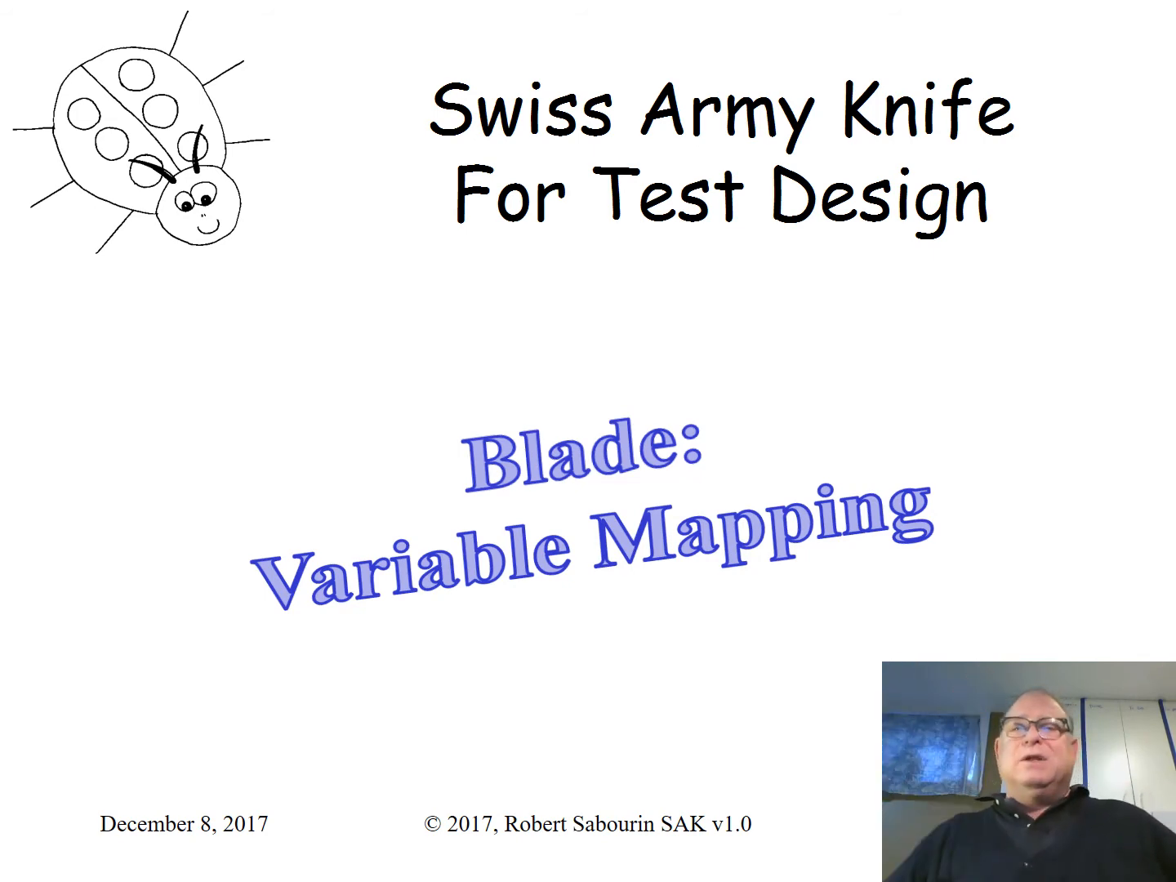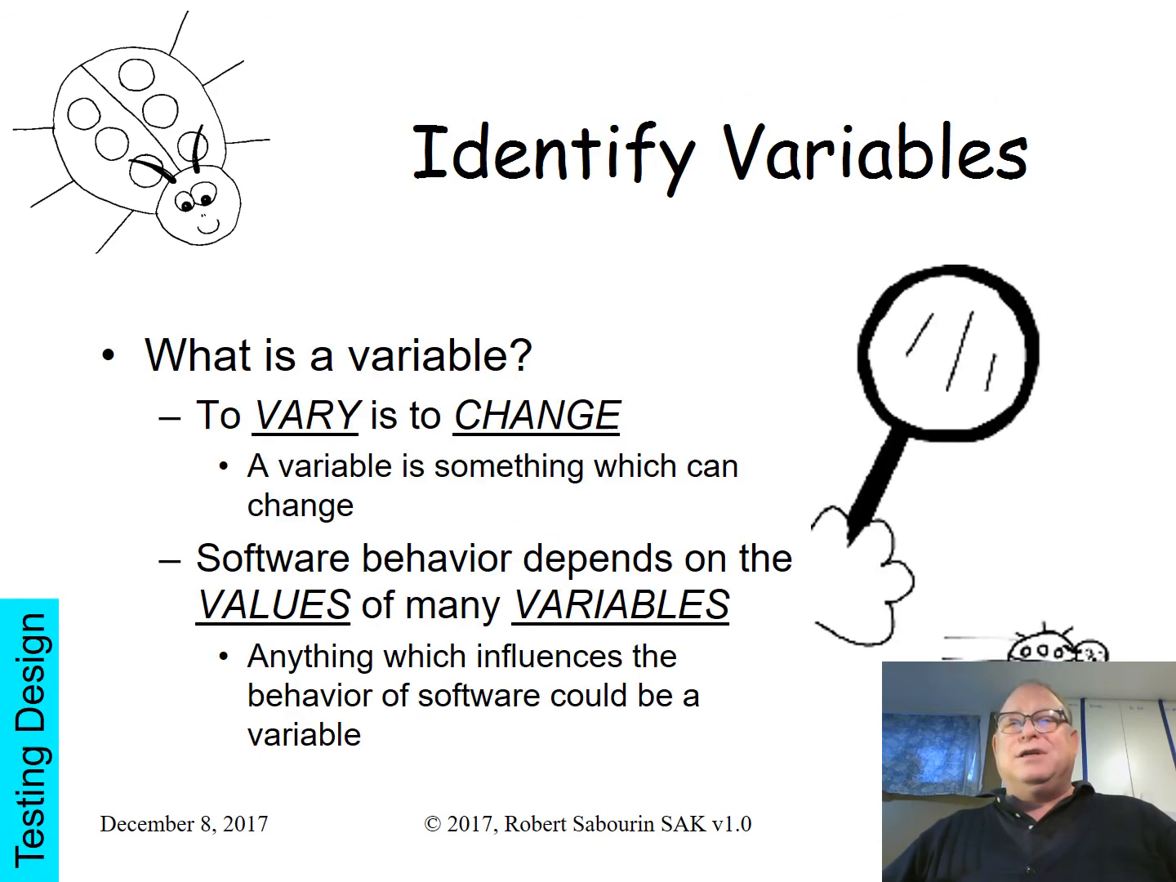Now, let's take a look at the elements of the blades of our testing. So the first blade I like to look at is called variable mapping. This is a blade in my Swiss Army knife, and I like to start with this one. It's hard for me to imagine a project that wouldn't benefit from this blade once in a while. Variable mapping, test design approach. To vary is to change. Software behavior depends on the values of many variables. Anything which influences the behavior of software could be a variable.